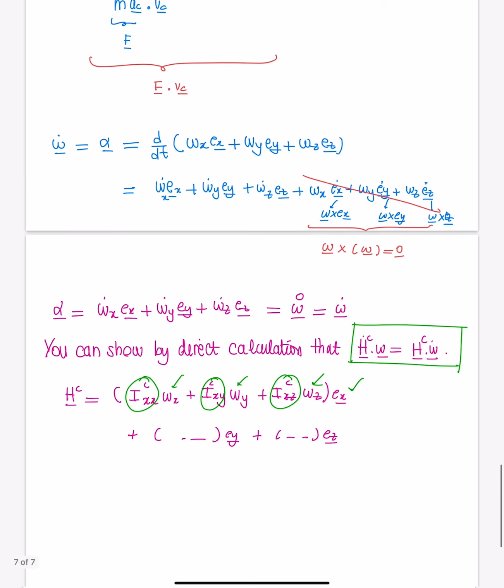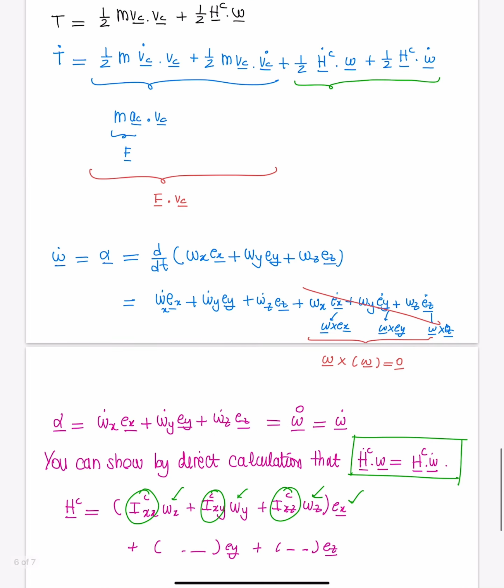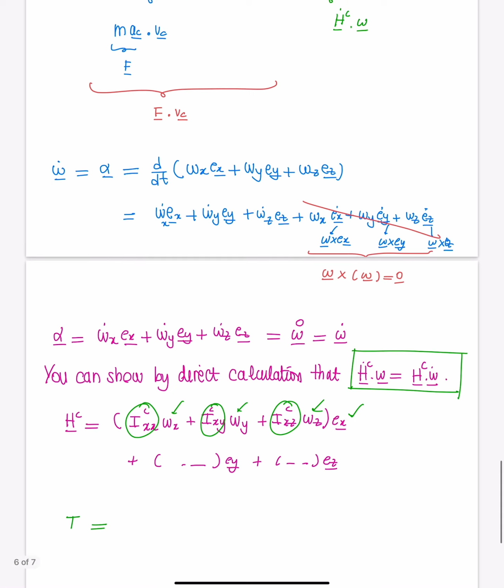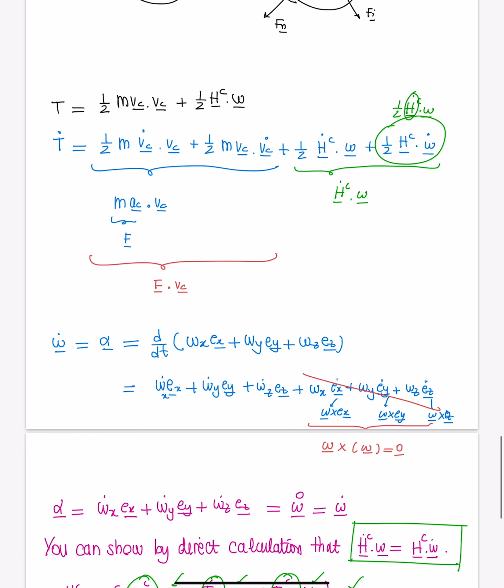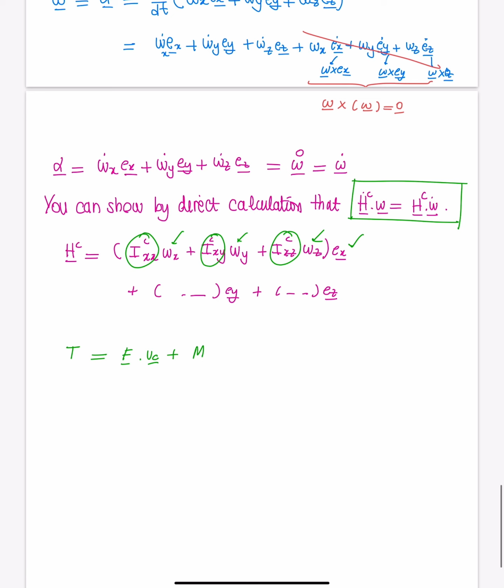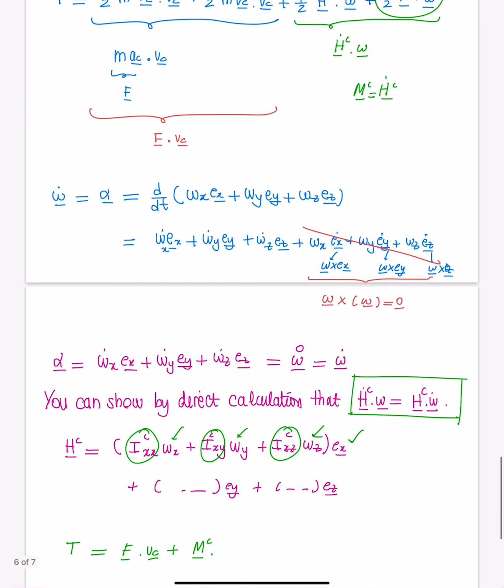So if I go back to my expression for the kinetic energy derivative, that's also equal to Hc dot alpha, because this term is equal to half Hc dot omega dot. Okay, so now I can write T dot as equal to F dot Vc plus, well, what is Hc dot? That's just the sum of moments about C. Remember the balance of angular momentum about the center of mass, Mc, is equal to Hc dot plus Mc dot omega.